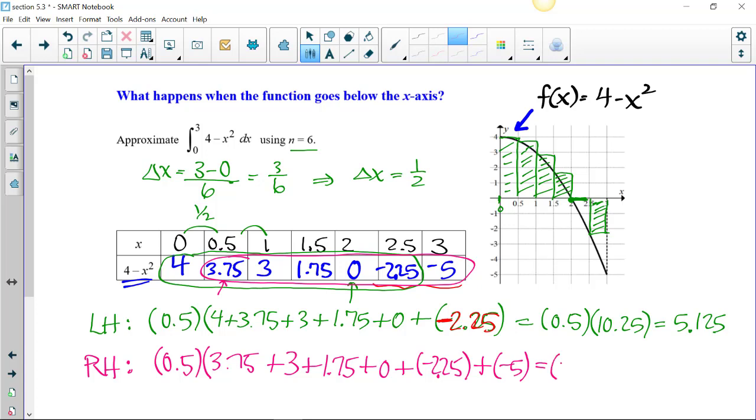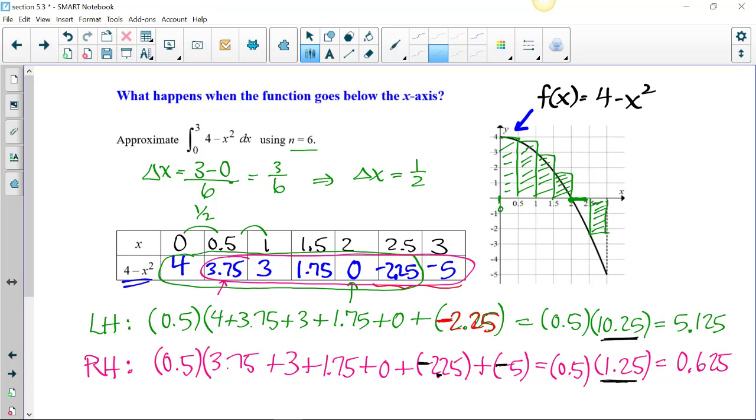Okay, so I get 0.5 times 1.25. So half of 1.25 is 0.625. Okay, so look what happened. This one is considerably smaller than this one. Well, why is that? Because I subtracted here 2.25 and I subtracted 5.